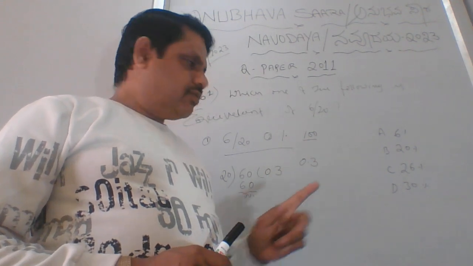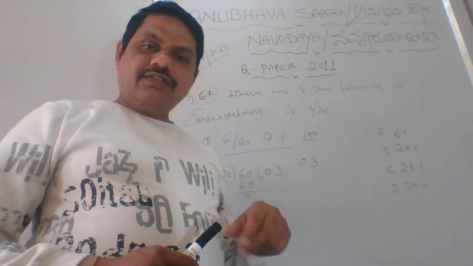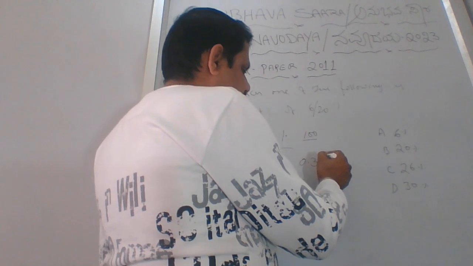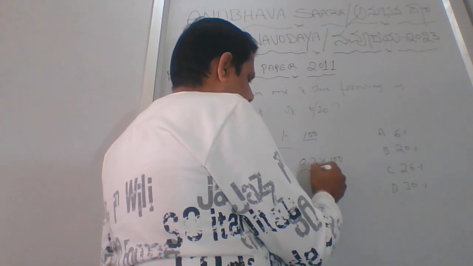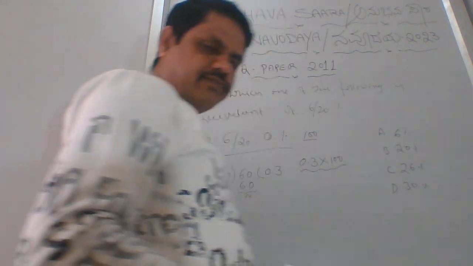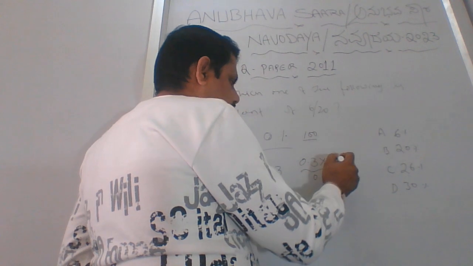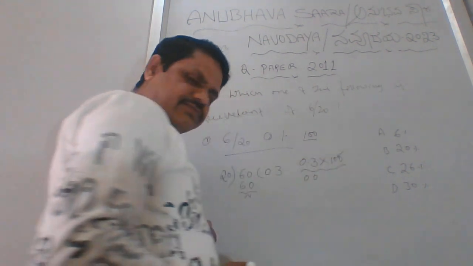What are we going to do now? Let us multiply 0.3 with 100. Then we will see what result comes. Okay, so I'll just do it. 0.3 multiplied by 100. Fine. So 0 3 is a 0, 0 0 is a 0. So this 0 is over.